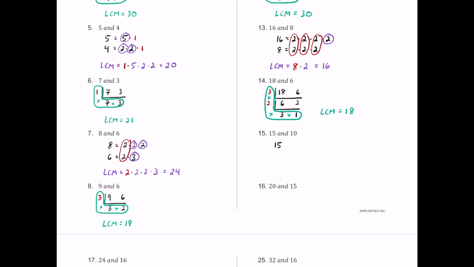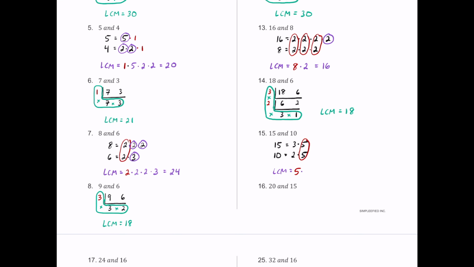For number 15, let's go ahead and use the prime factorization. So 15 is equal to 3 times 5, and 10 is equal to 2 times 5. So do they have anything in common? Yep, they have these 5s in common. So if we're going to go ahead and start the LCM, it starts with what they have in common, their GCF, which is 5.